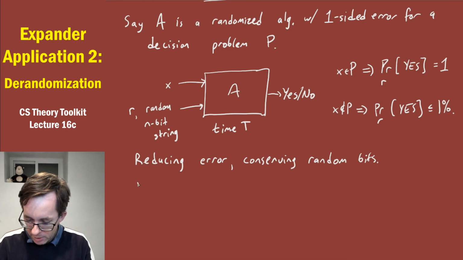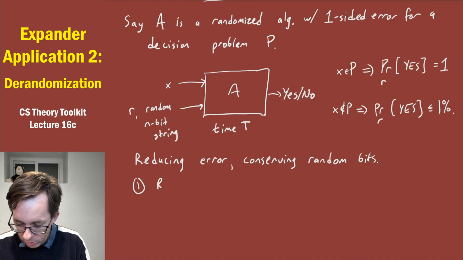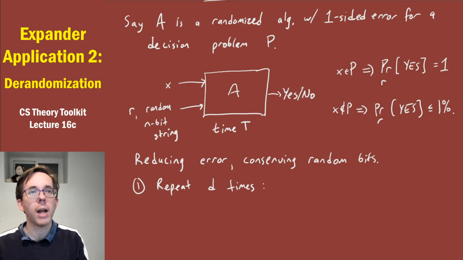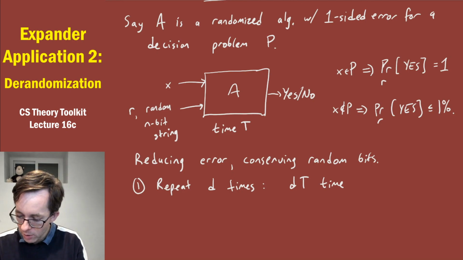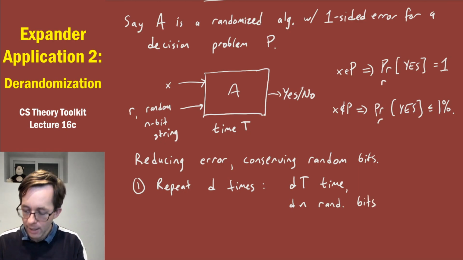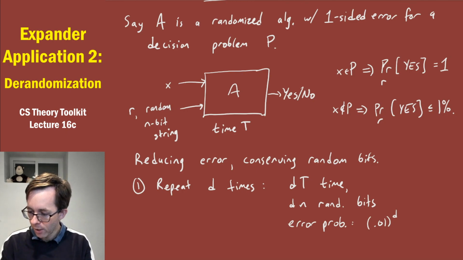So one thing you can do to reduce error is the thing that you always do to reduce error. Just repeat the algorithm a bunch of times, and in this case, say yes if and only if all the answers were yes. Okay, so that's the standard thing to do. You could repeat, let's say, d times the algorithm independently with fresh random independent bits each case. And what would happen? So you would use d times t time, and you would use d times n random bits. Okay, we're assuming that each run requires n random bits. And what is the error probability of this repeated algorithm? Well, it's 1% to the power of d. Okay, and that's the classic standard error amplification or error reduction thing.